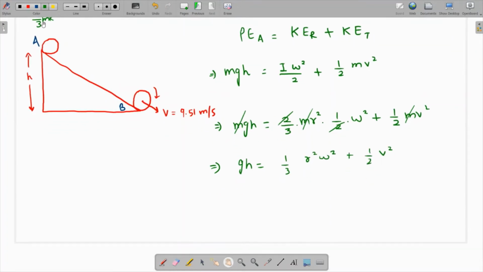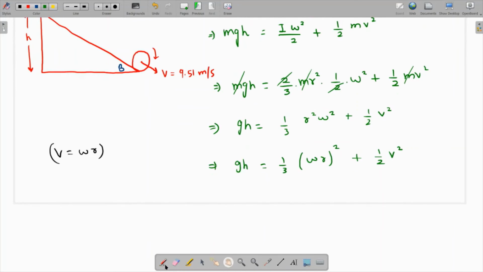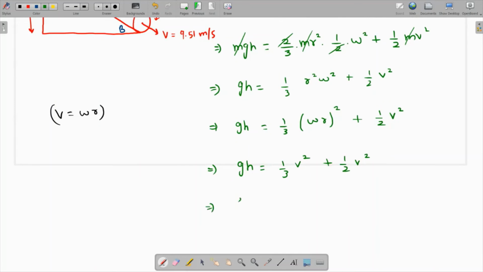Now since the ball is rolling, there is a relation between the angular velocity and the translational velocity, that is v is equal to omega r. So we're going to use that over here. We are going to rewrite this as omega r whole square, because both of these are in square. Now we replace omega r by v. So that's going to be 1/3 v square plus 1/2 v square. All right, so gh is going to be over 6. This is going to be 2 plus 3 is 5, so that's going to be 5v square over 6.